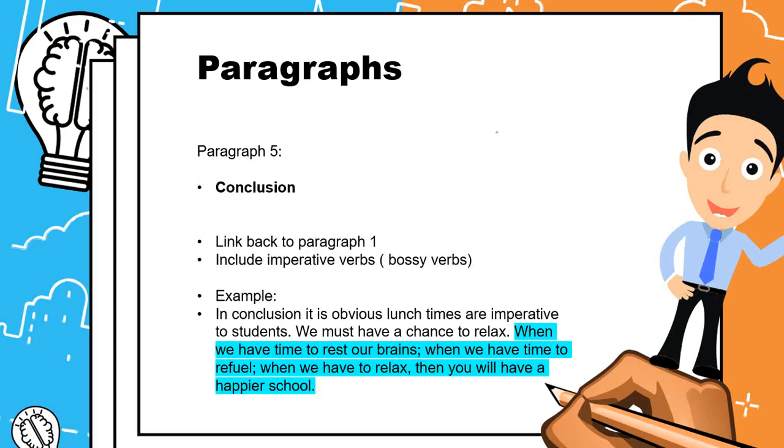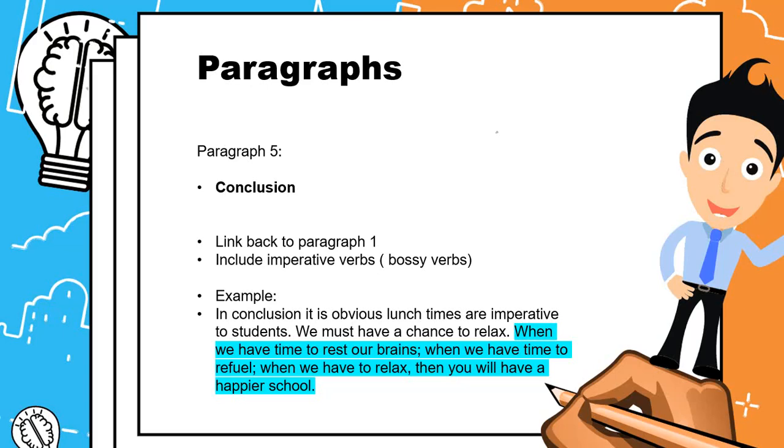And the last paragraph, paragraph 5, similar to paragraph 1. Paragraph 1 is our introduction, paragraph 5 is our conclusion. The middle paragraphs, 2, 3, 4, the main body of our writing, where we address our points. So paragraph 5, we're going to summarize, we're going to conclude. So we link back to paragraph 1, and we're going to include some bossy verbs, known as imperative verbs.